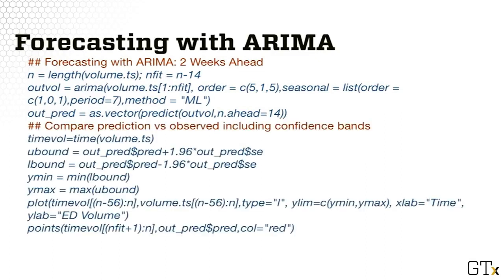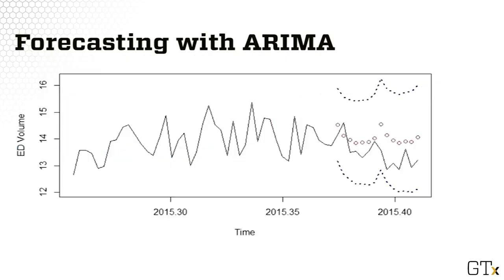In this example, we compare the predictions for the 2 weeks with the observed time series. We first form the confidence band of the prediction with the upper bound provided by U bound and the lower bound provided by L bound. Then we plot the time series data. We do not plot the entire history of the time series, but only the last 4 weeks of data. We overlay the predicted values in red along with the confidence band in blue. The corresponding plot is here.